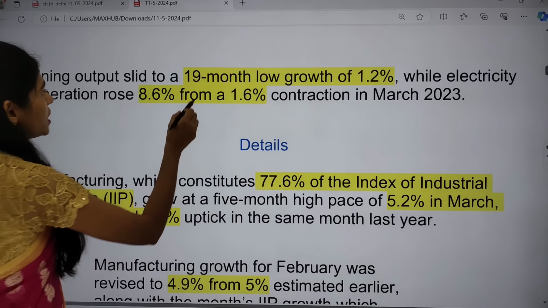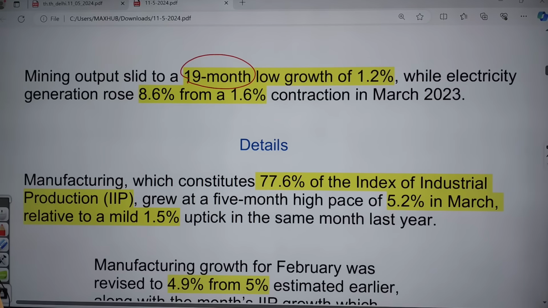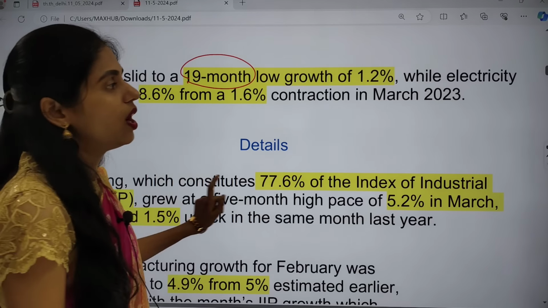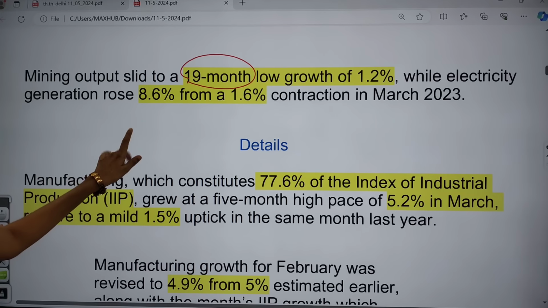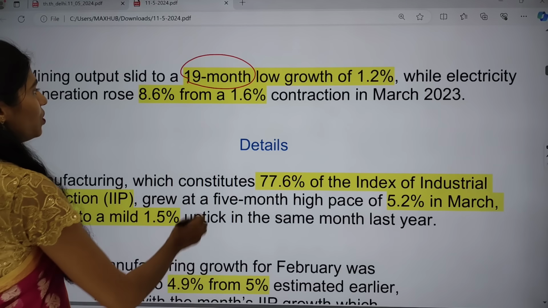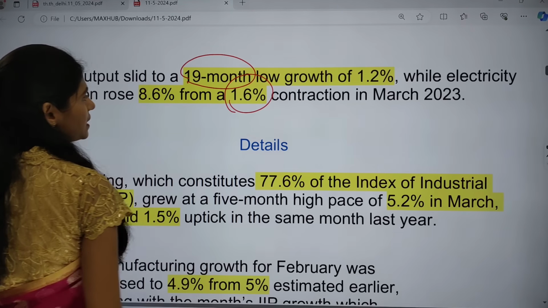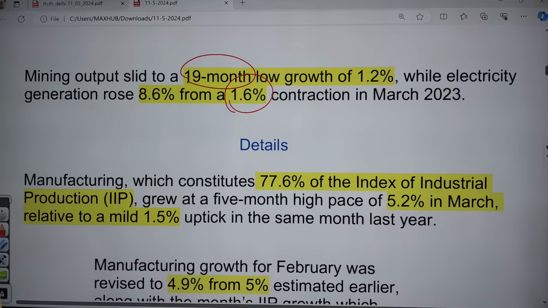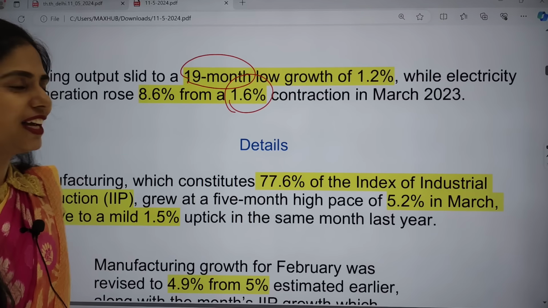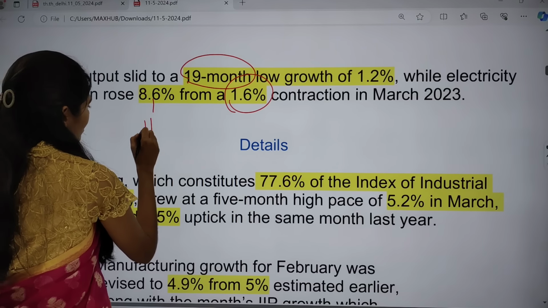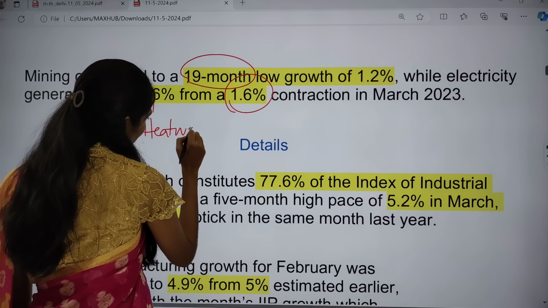So this article is saying that from the mining sector there is a decrease in growth. It is a 19-month low growth recorded in mining now, and even electricity generation has increased. Earlier it was a 1.6% contraction, but now it has risen to 8.6%. Why? Because of heat waves.